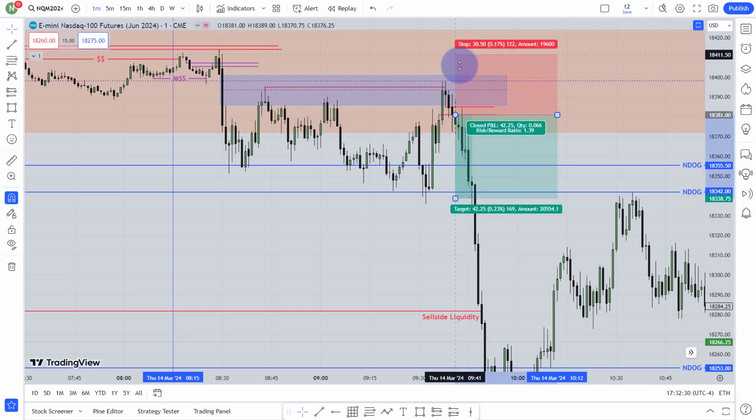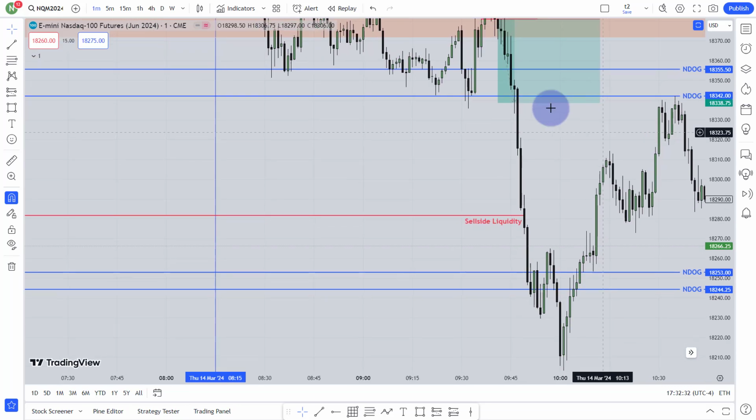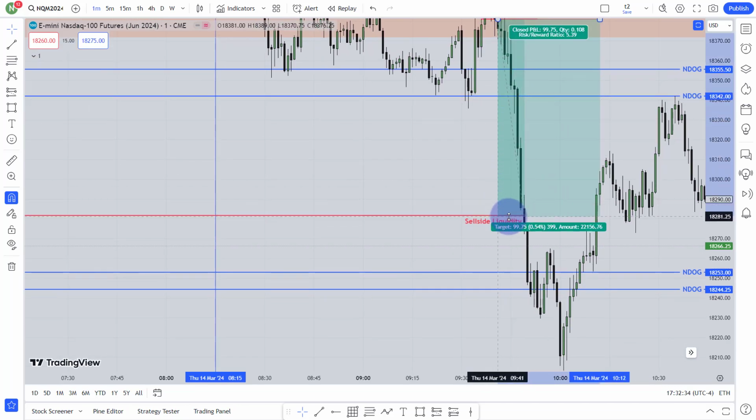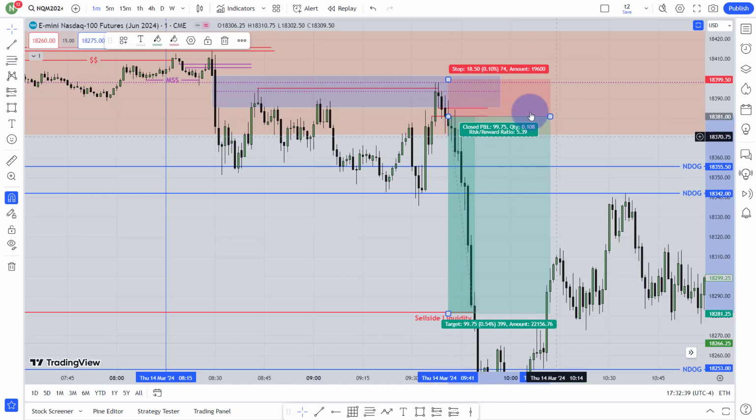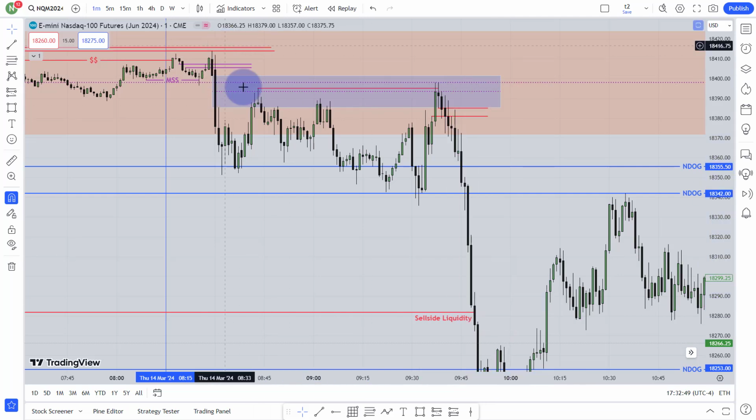So overall, this was the setup, from here to here. I did it live. This is not hindsight. This setup is going to give you a 1:5 risk to reward ratio, and it's about 99 handle, so 100 handle. Not bad. If you think it's very difficult for you, don't go for that trade.